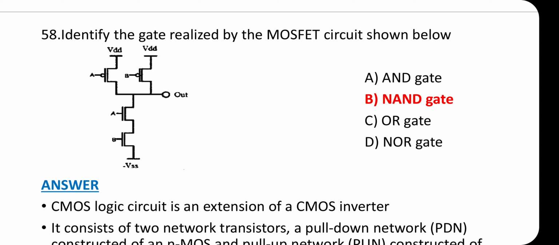Question number 58. Identify the gate realized by the MOSFET circuit shown in figure. Option B is the answer, NAND gate.